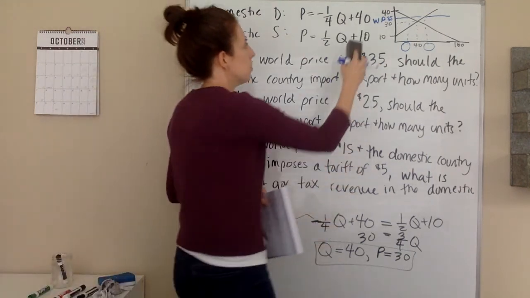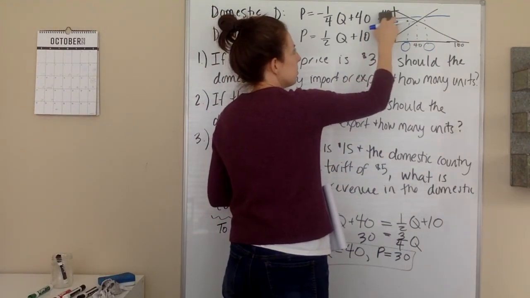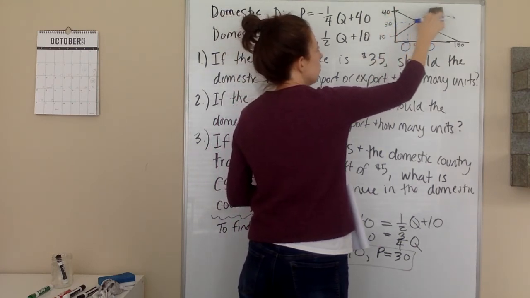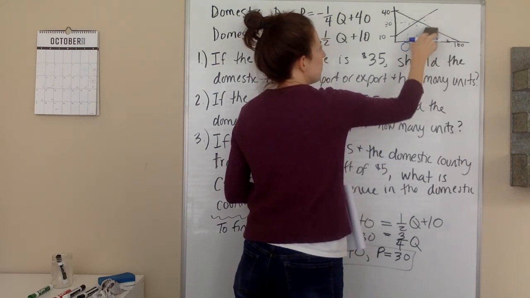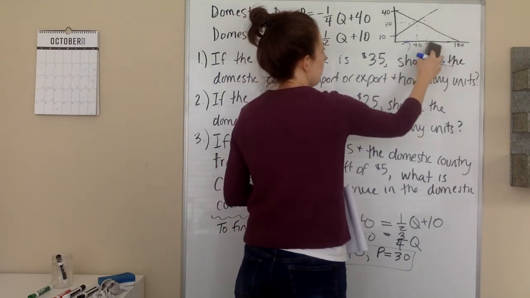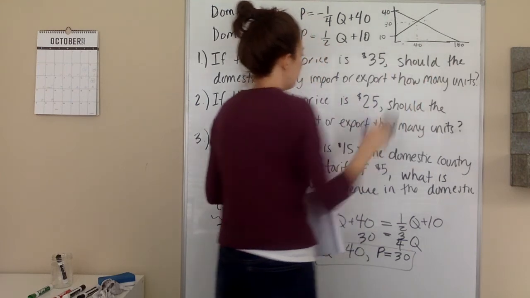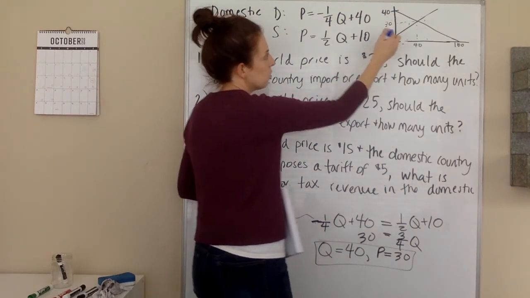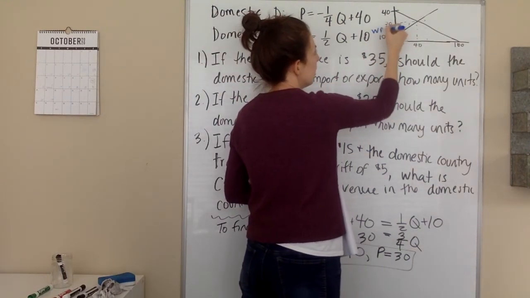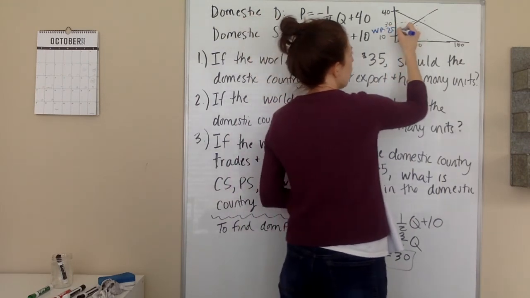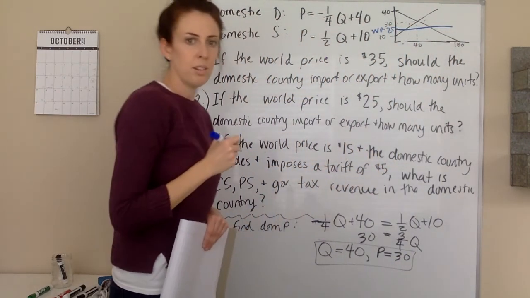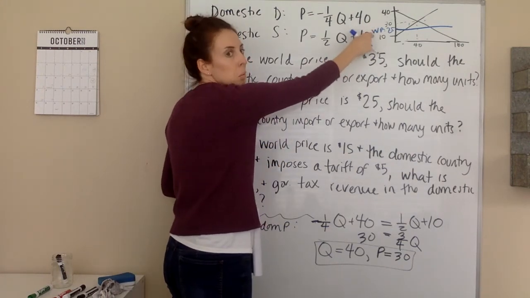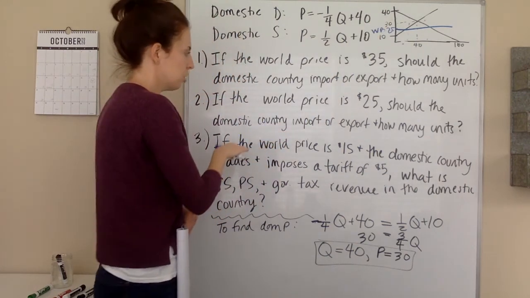Okay, for question number 2, it's the exact same idea, but we're just changing the world price. For question number 2, I have told you that the world price is now $25. So the same original graph still works, but what you need to do now is take a world price of 25 and draw that into your little graph. And then you compare the 25 to the 30, depending on which one's bigger. That answers whether the domestic country should import or export.